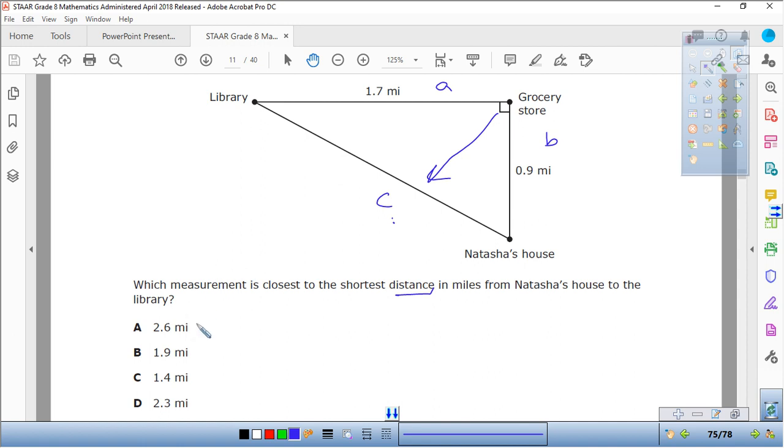So can it be this one? Yes. Can it be this one? Yes. Can it be this one? No. Does that all make sense? You see what I'm getting at? And we're going to come out here and do this math. So I'm going to go with 1.7 squared plus 0.9 squared equals c squared. Yeah, right? Let's say 1.79.